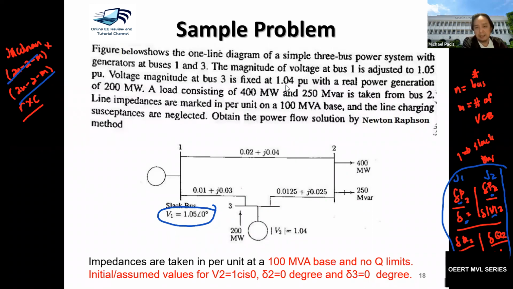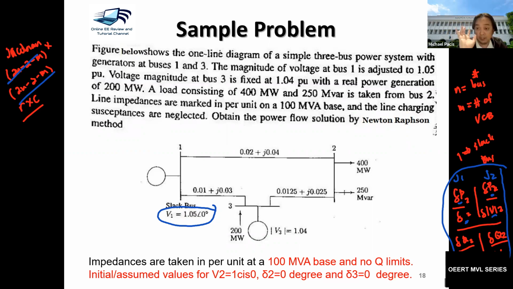Now, in this case, meron ka raw VCB 1.04 at bus 2. And please take note that the power generation is 200 megawatt. A load consisting of 400 and 250 megavar and megawatt 400 is taken from bus 2, as you can see here, from this PQ bus. The line impedances are marked in per unit already in admittance na siya, no? So these are series admittances. Obtain the power flow solution using the method of Newton Raphson as we have described so far.